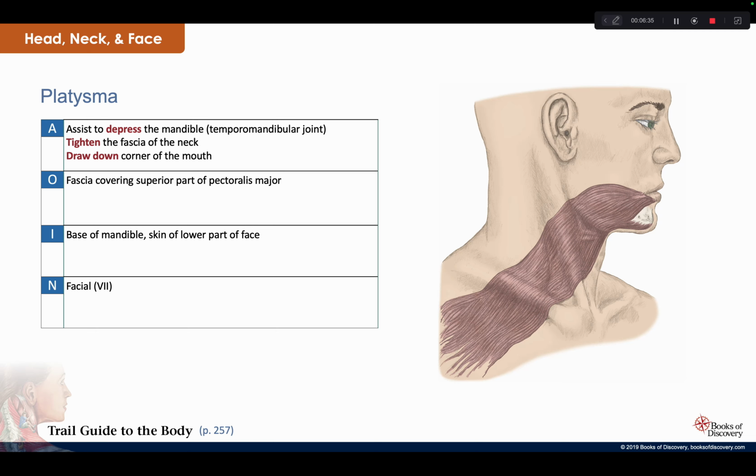Platysma. They call this the lizard neck muscle. So this guy assists to depress the mandible a little bit. It tightens the fascia around the neck. That's why you can make that lizard face, and it draws down the corners of the mouth, as in a frown. It originates on the fascia covering superior part of the pectoralis major. Then it inserts on the base of the mandible and the skin of the lower part of the face. It kind of seamlessly just goes into the fascia.